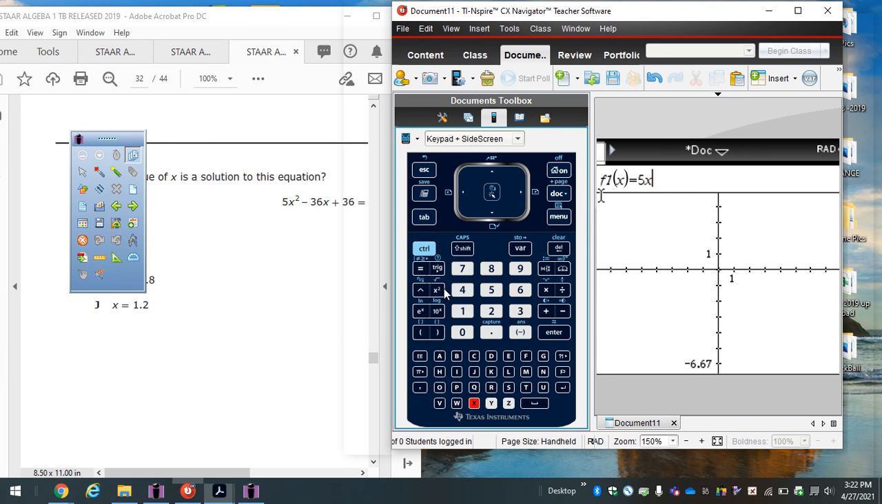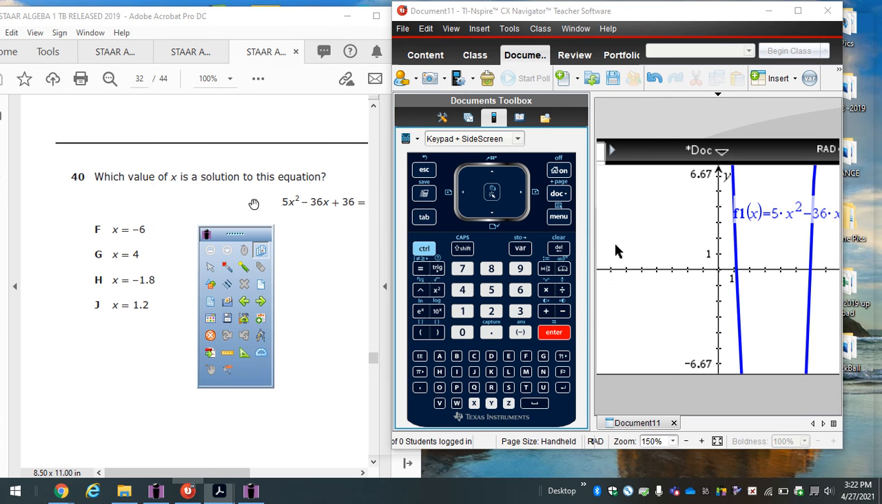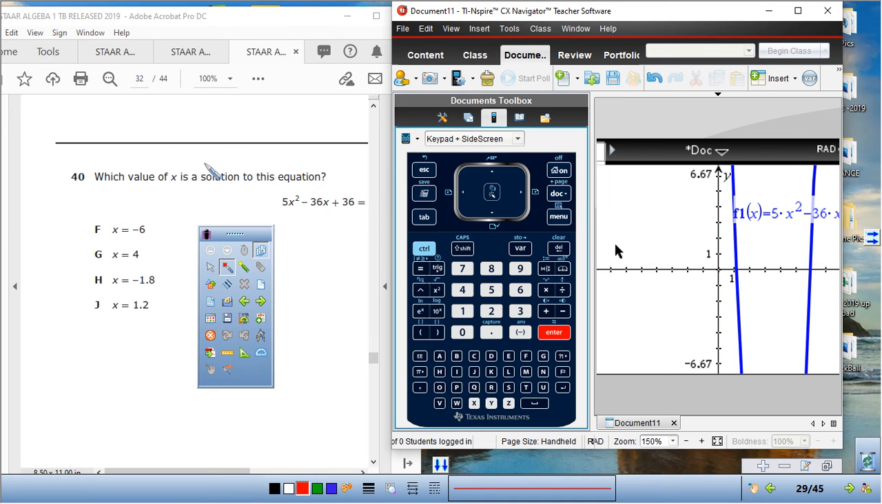(5x squared minus 36x plus 36). What is the value of x? Which value of x is a solution? Solution, remember that, is a root, a zero, an x-intercept. So it's that one or that one. So that's like a 1 point something. Ooh, that one looks good. Or a 1, 2, 3, 4, 5, 6-ish. Go with that one.